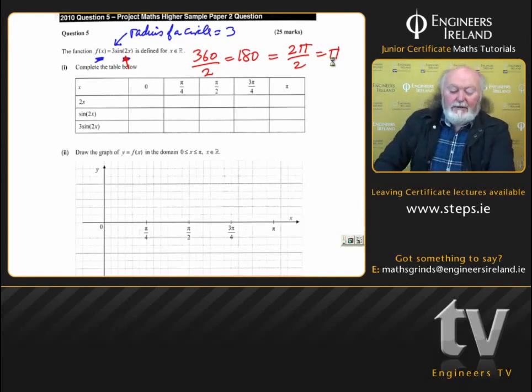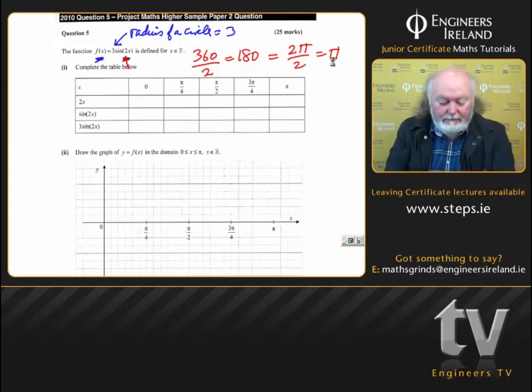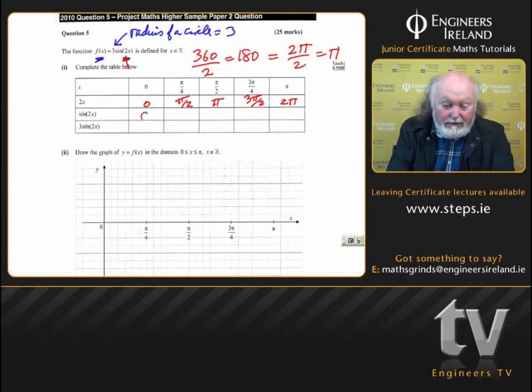We're asked to complete the table below. Well, when we know x, it's easy enough to know what 2x's are. Sine of 2x. The sine of 0 degrees is 0. The sine of pi over 2 is 1. The sine of pi is 0, then minus 1, 0. 3 times it.